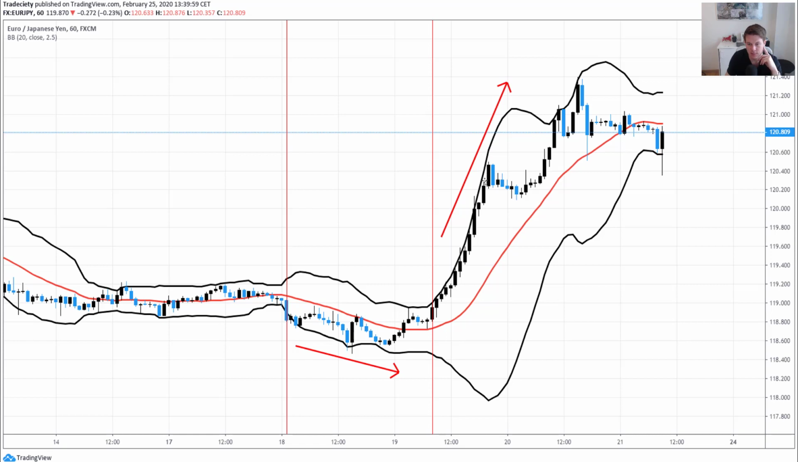You will see that afterwards the market pulled away from the outer Bollinger Bands, and then the most important part of this trend was over. So you can see how you can put this very nicely into context together.